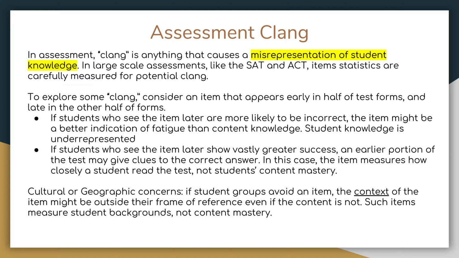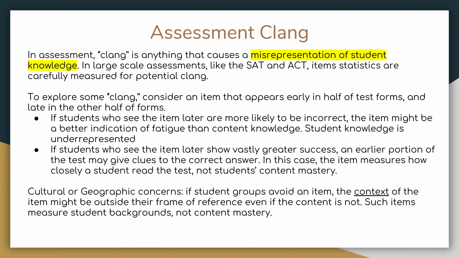Cultural or geographic concerns. If student groups avoid an item, the context of the item might be outside their frame of reference, even if the content is not. Such items measure student backgrounds, not content mastery. An example of this would be if we asked a question on crab populations to students in rural Nebraska versus students who live along the Chesapeake Bay.